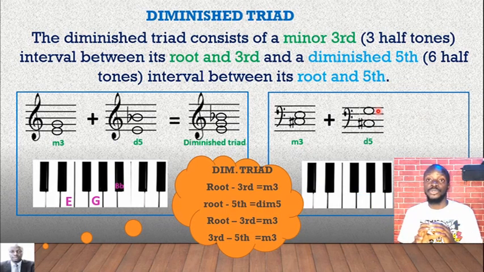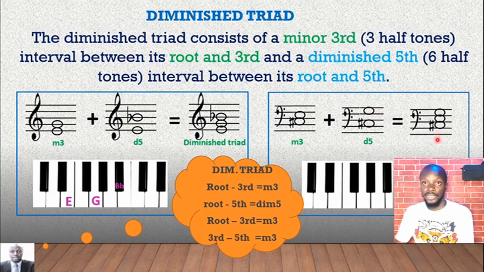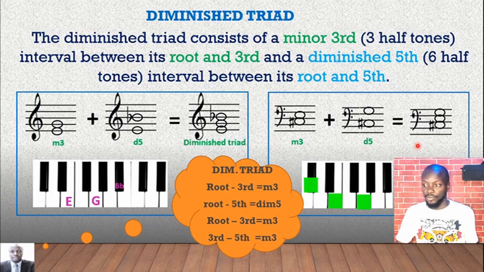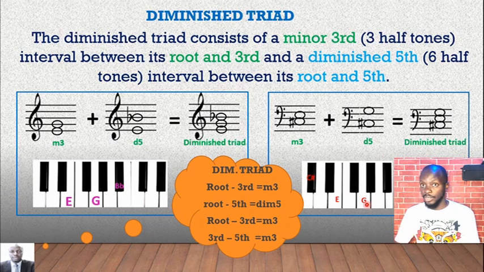When you now add these two together, a minor third and a diminished fifth, you have this arrangement: C sharp, E, and G, right? So you have C sharp, E, and G, and this is a diminished triad, because from C sharp to G has 6 semitones. 1, 2, 3, 4, 5, 6, right? And from C sharp to E has 3 semitones, a minor third. 1, 2, 3, just 3 semitones. So that is a diminished triad, right?